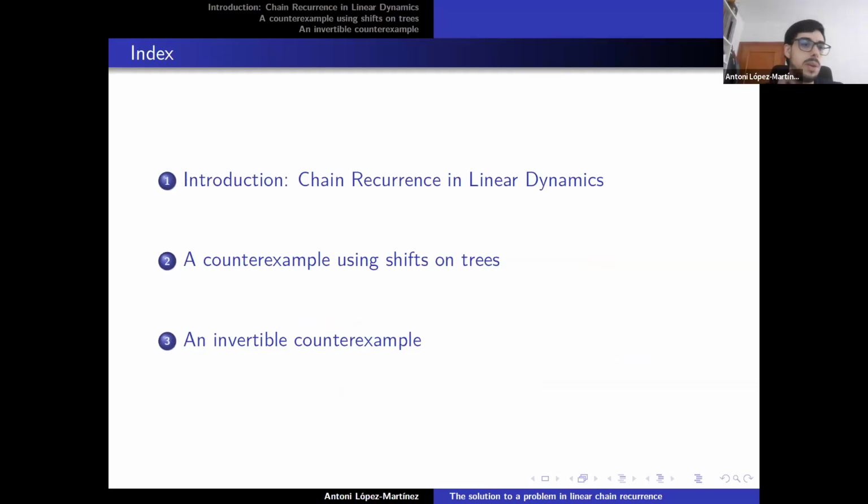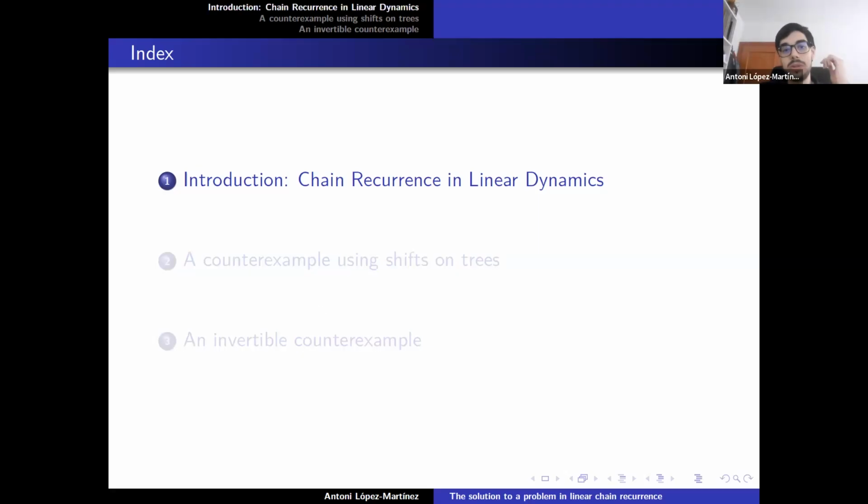I have divided it in 3 parts. First, I will introduce the topic, and I will pose the problem that we wanted to solve. And then in the second and third part, we will solve the problem first with shifts on trees and then using an invertible counterexample. Okay. So let's start with the introduction.